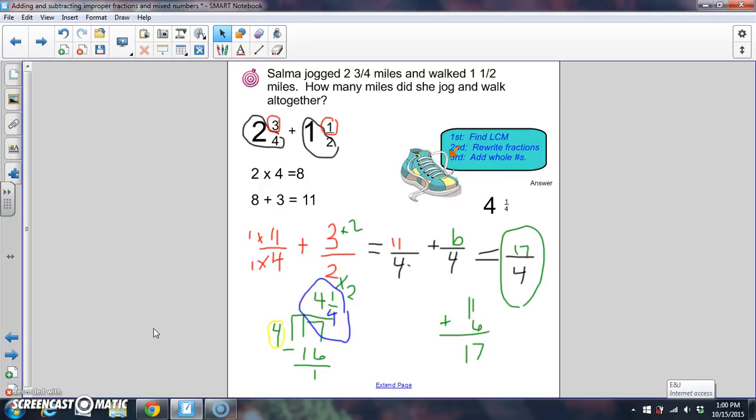The reason that we're changing our mixed numbers into improper fractions really is because when we subtract, it will be the most efficient strategy to use, and it's a great habit to get into just to ensure that our math is correct and accurate.